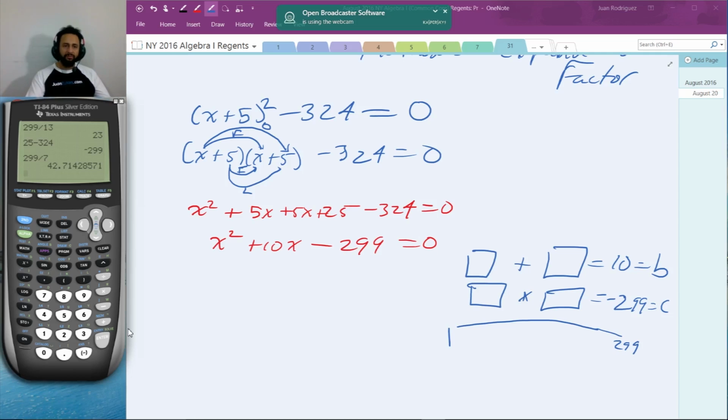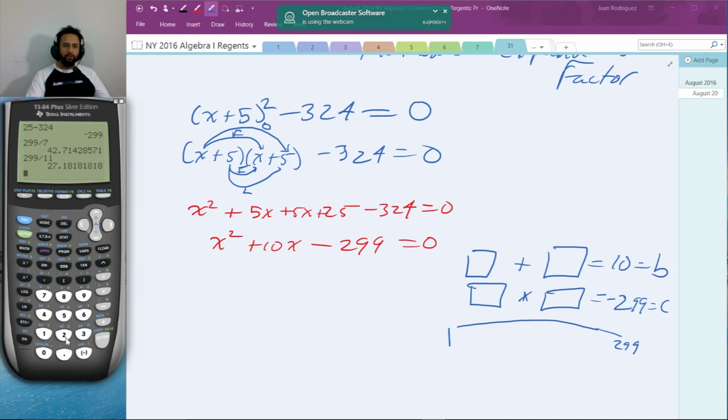11, let's test 11. 299 divided by 11. I know this is a long process, or it feels like a long process, but it actually is short. It shortens the process very quickly. So 11 is not a factor because 27.18 is not an integer. 12 is not a factor because 2 is not a factor.